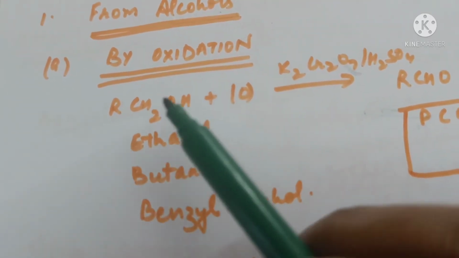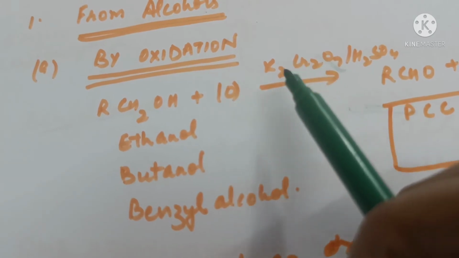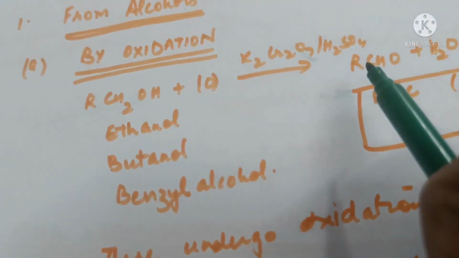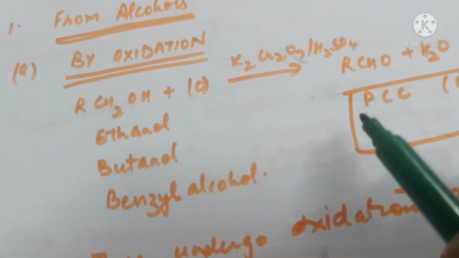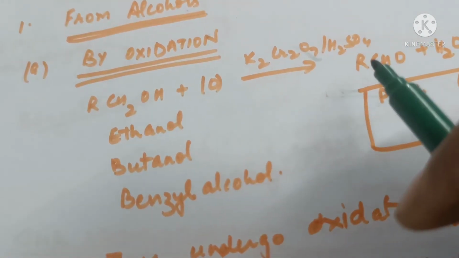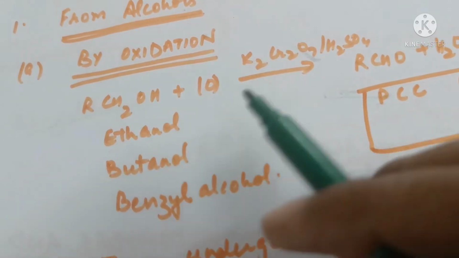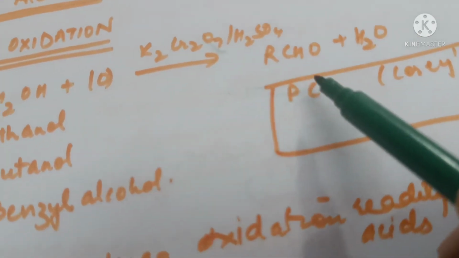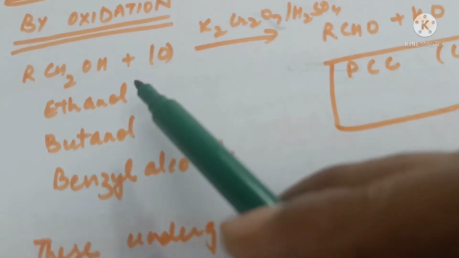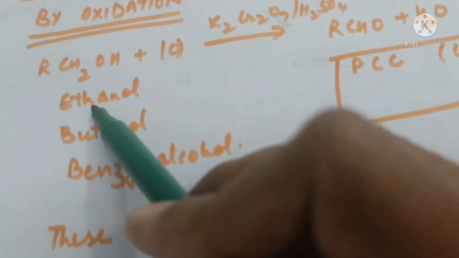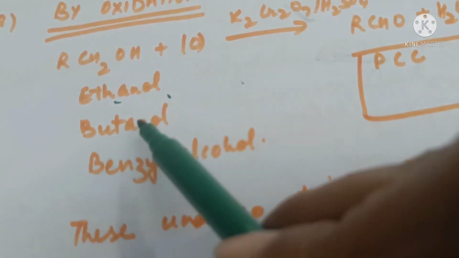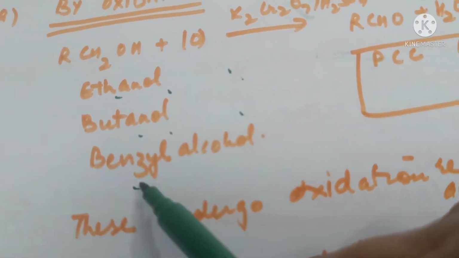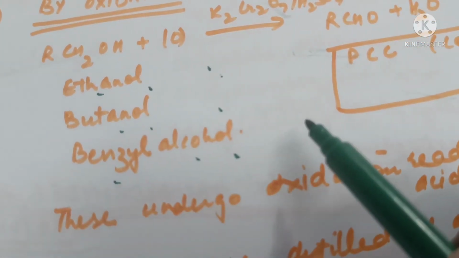When we oxidize alcohol with acidified potassium dichromate, it gets oxidized to its respective aldehyde or ketone, and then later on it gets further oxidized to acid. But if we remove the products at aldehydic stage, then the oxidation can be stopped. So ethanol will be oxidized to ethanal, acetaldehyde, butanol to butyraldehyde, and benzyl alcohol to benzaldehyde.